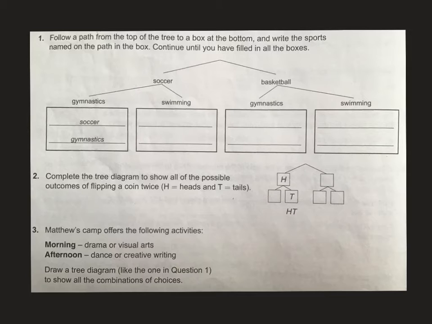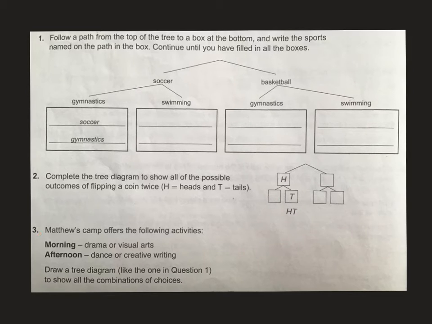Write them both. For question 2, they ask you to complete the tree diagram to show all the possibilities of flipping a coin twice. So the first time you could flip it heads or tails. Then the second time you flipped it, you could flip it heads or tails, so then you'd write those two outcomes together, right? So first time heads, second time tails, HT. But if you did heads and heads, you'd write HH.